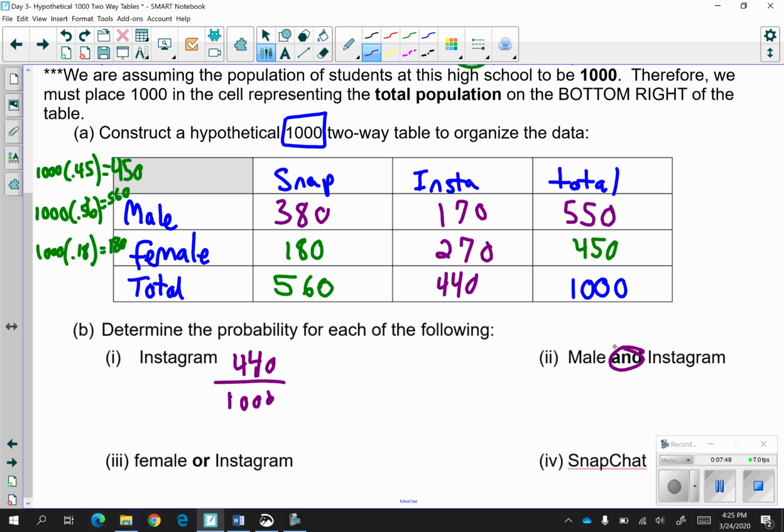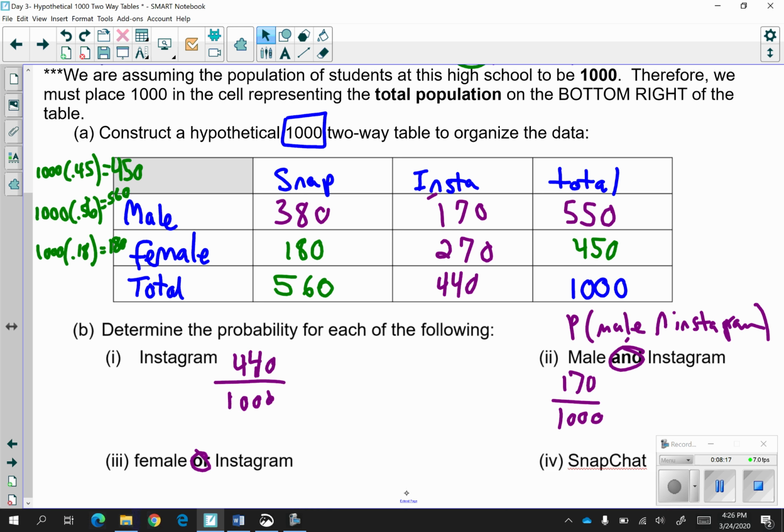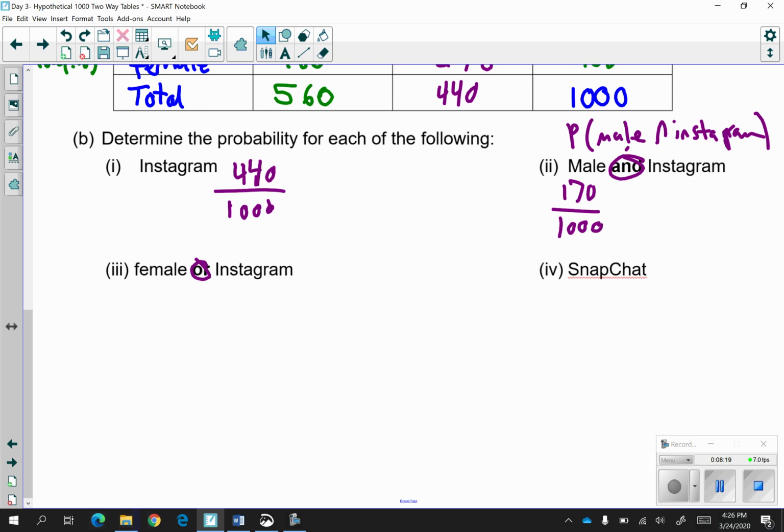Probability of male and Instagram. Remember, it could also be written as probability of male and Instagram, with the little upside down U symbol for the intersection. So there are male and Instagram, there are 170 people out of the 1,000. Or probability requires the little extra effort.